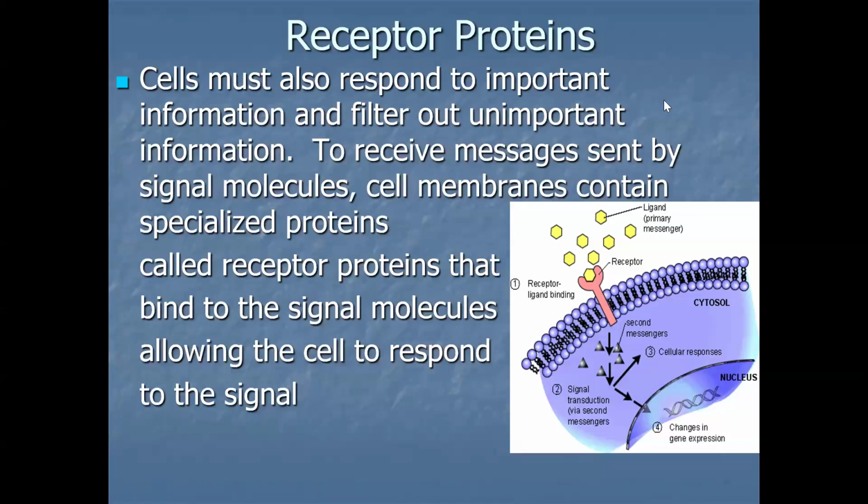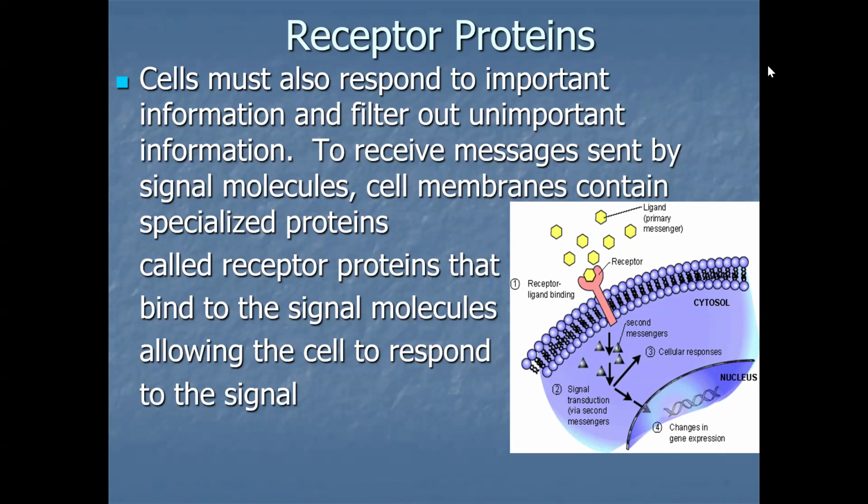So now look at it here. Cells must also respond to important information and filter out unimportant information. So to receive messages sent by signal molecules, the cell membrane contains specialized proteins called receptor proteins that bind to the signal molecules, allowing the cell to respond to the signal. So what I'm now saying is you should understand that, remember we discussed the selective permeability nature of the cell membrane, that the cell membrane allows the movement of some material while disallowing the movement of other material. So how is this happening?